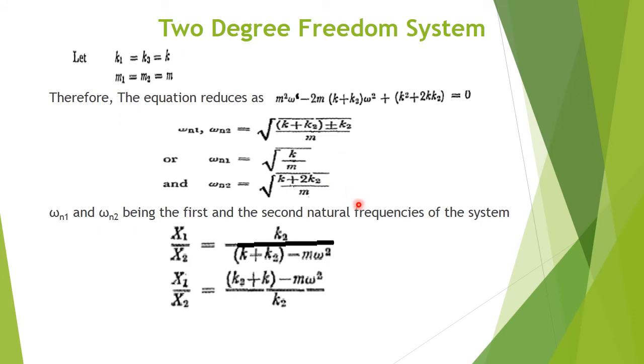So by putting the constraint k1 equals k3 equals k and m1 equals m2, we will get the ratio x1 by x2 from both the equations as shown in the slide. x1 by x2 equals k2 divided by (k plus k2 minus m omega square), and x1 by x2 equals (k2 plus k minus m omega square) by k2. Now we will put the value of omega square from above. The first omega square is k by m and the second omega square is (k plus 2k2) by m. We will put these two values, then we will get the ratio.